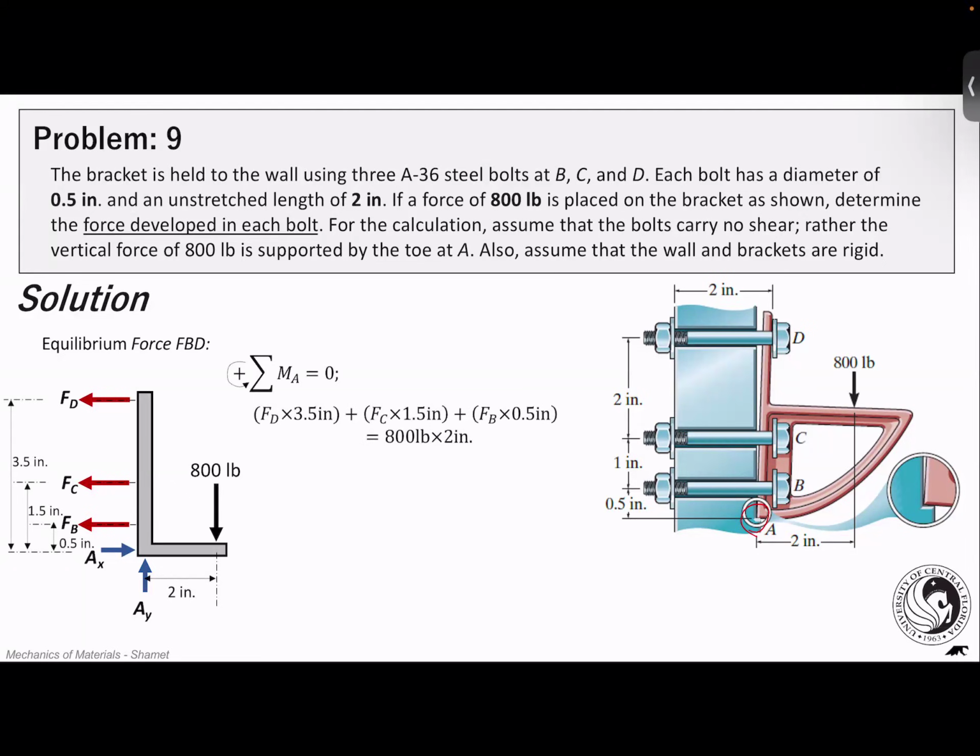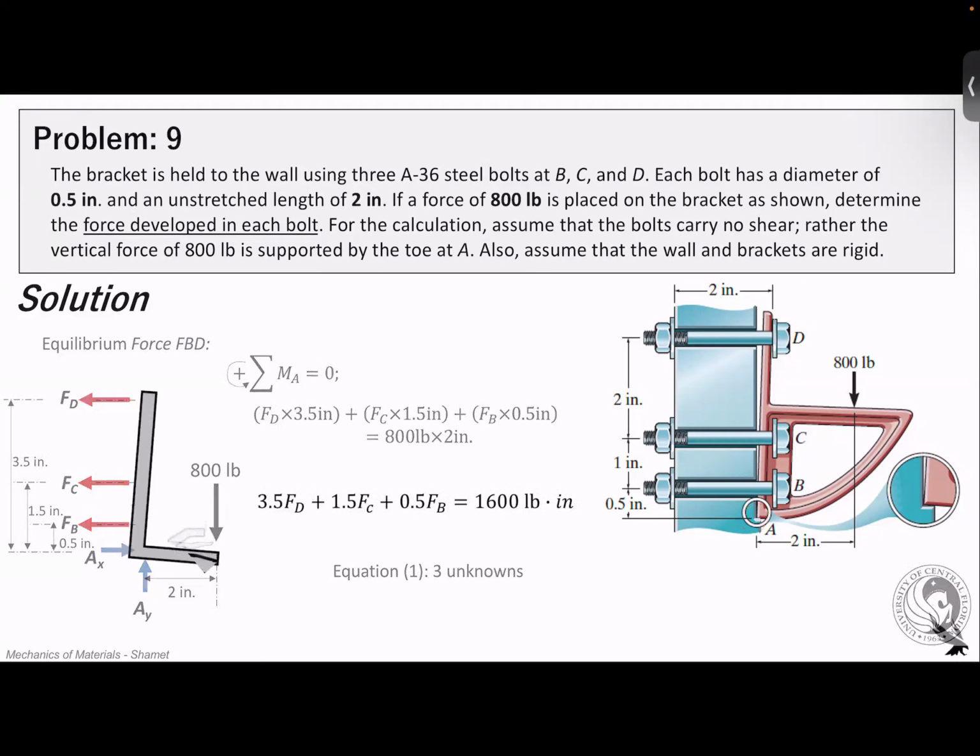Now we don't know FD, FC, and FB. So we're going to have to set this up based off of the moments here. And let's make this problem a little bit simpler by simplifying it like this. So this here is just going to be simplified into this equation. And obviously we have one equation and 3 unknowns here. So we're going to have to find something else to do.